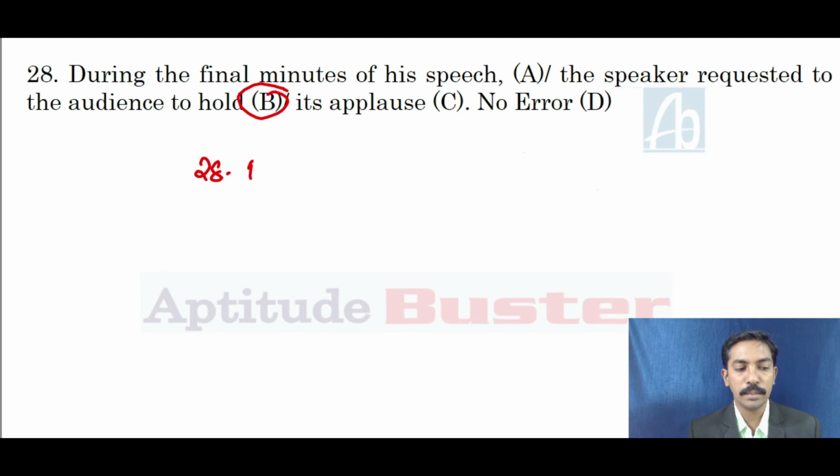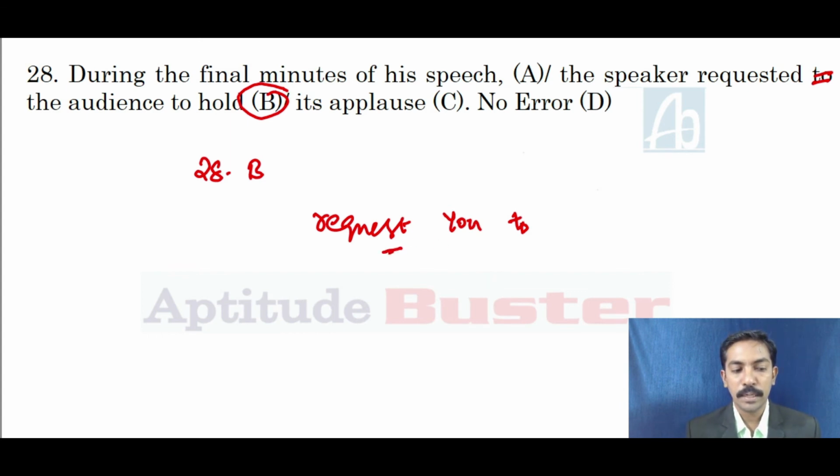Question number 28, answer is B. The correction is the word to should be removed. Whenever you use the word request, even while you write requisition letters, you would always say, I request you to permit. I request you to allow. I request you to avoid.